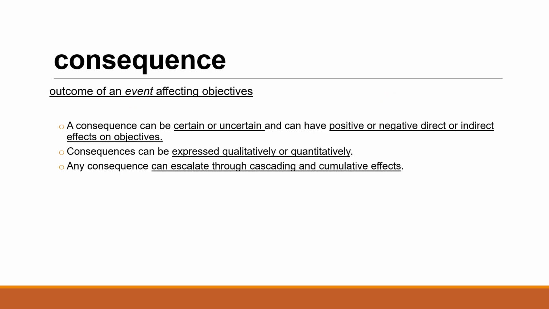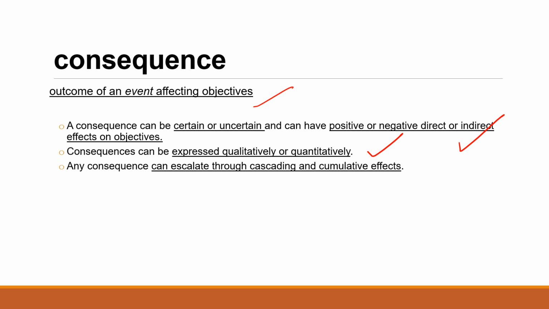Consequence is the outcome of an event affecting the objective. Sometimes we find the words impact and consequence used interchangeably, though there are differences between them. A consequence can be certain or uncertain and can have a positive or negative, direct or indirect effect on objectives. Consequence can be expressed qualitatively, where you can say minor, significant or serious, or you can even quantify it.